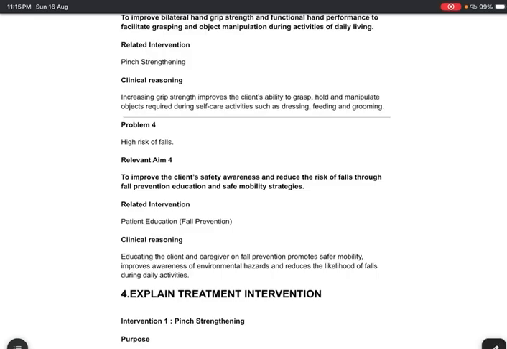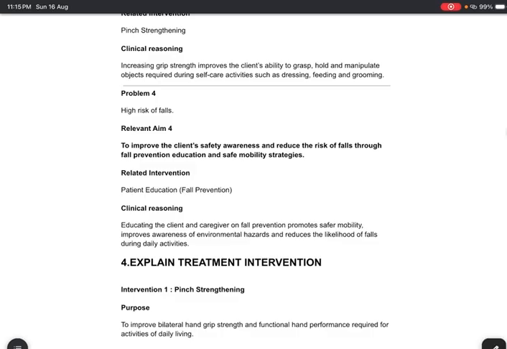The fourth aim is to improve Mr. K's safety awareness and reduce his risk of falls through fall prevention education and safe mobility strategies. This is related to patient and caregiver education. The clinical reasoning is that educating Mr. K and his wife about safe mobility, appropriate walking aid use and environmental safety can improve carryover of safe strategies into the home environment.